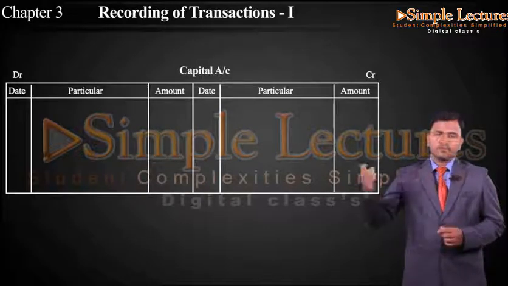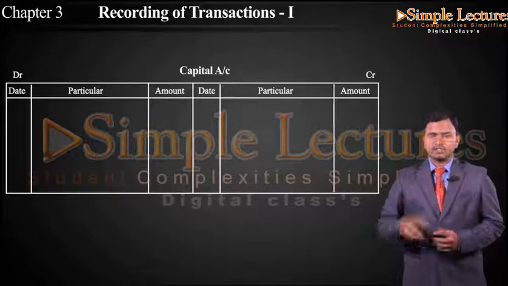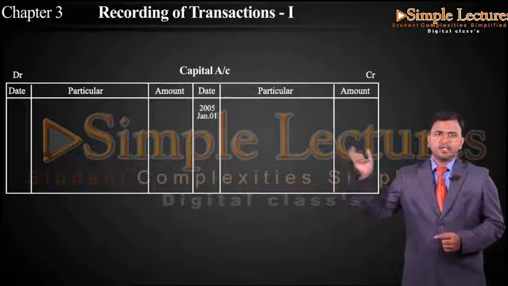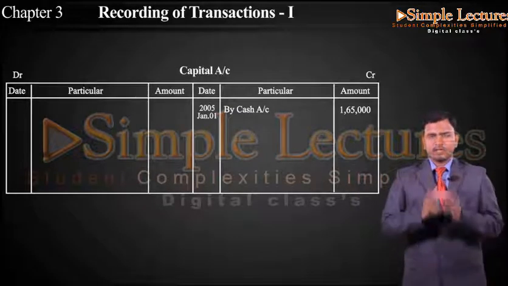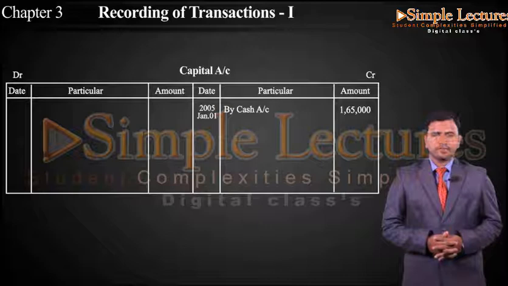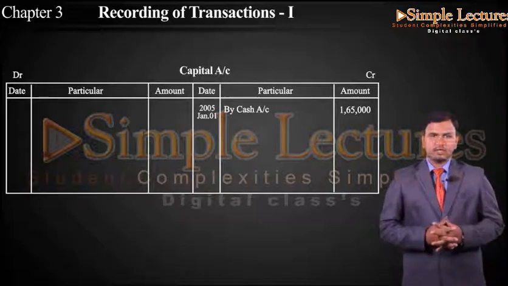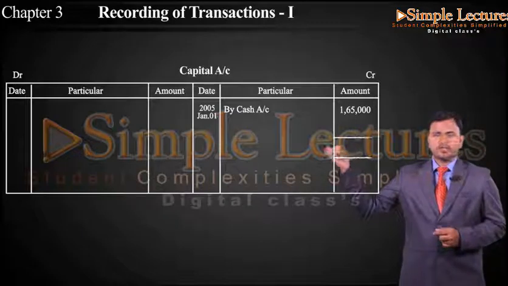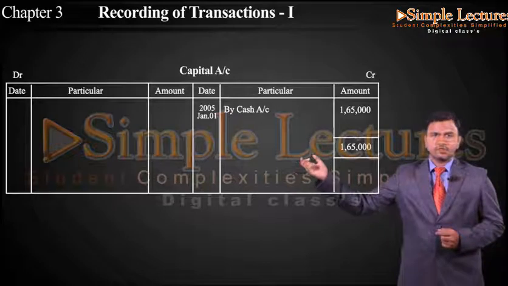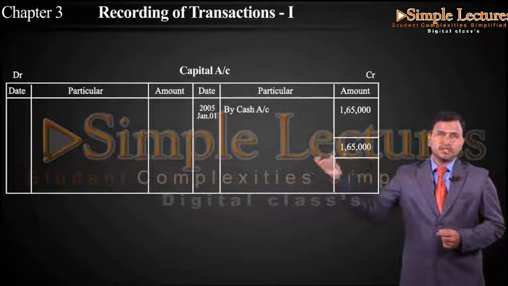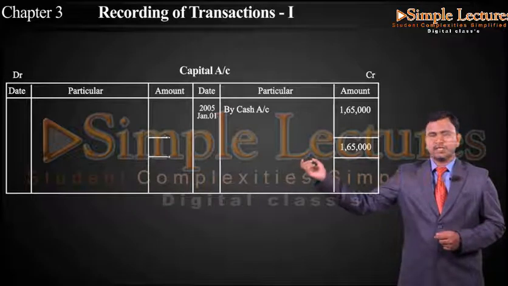Now, coming to the ledger account, we are going to take in the credit side, on the same date Jan 1st, by cash account 1,65,000. Apart from this capital, we don't have any other capital in the journal account, so we have to close this particular account here itself. The same 1,65,000 that we have in the credit side, we take as the total in the debit side, in the same line, in the amount column.